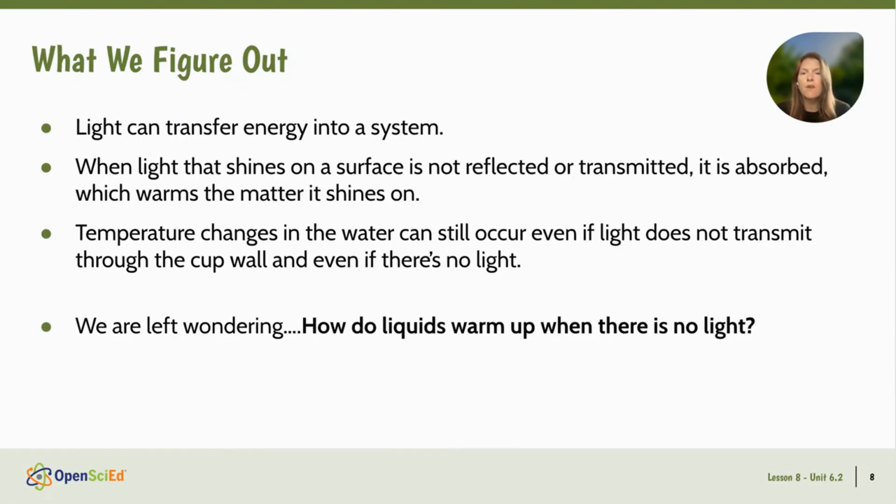So in this lesson, we figure out that light can transfer energy into a system. When light that shines on a surface is not reflected or transmitted, it is absorbed, which warms the matter that it shines on. Temperature changes in the water can still occur even if light does not transmit through the cup wall and even if there's no light. We're left wondering, how do liquids warm up when there is no light?